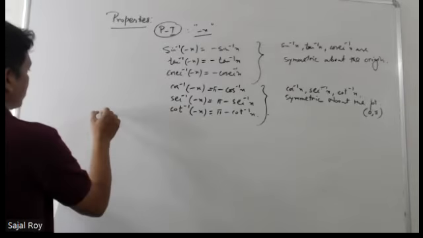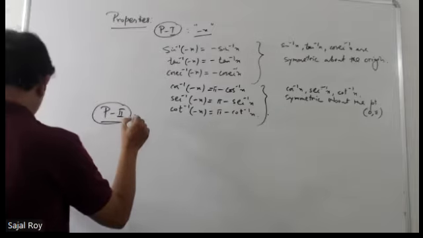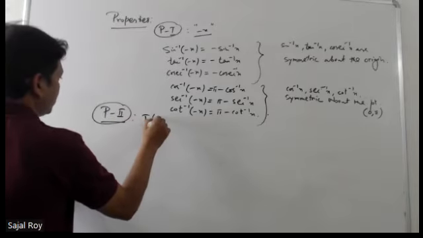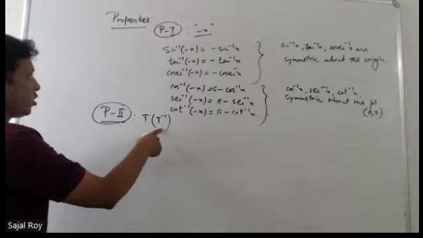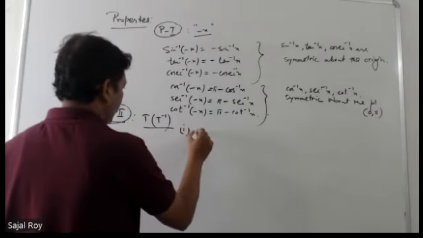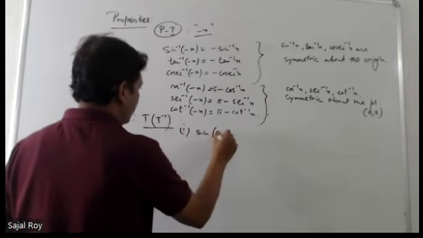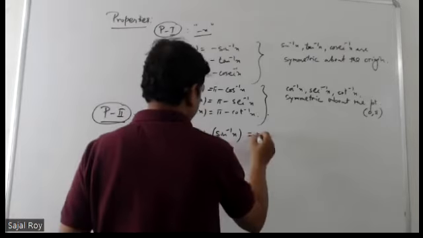Let me write P2, that is property 2. Property 2 is basically T of T inverse, that is, outside the trigonometric function, inside the trigonometric function that inverse. What happened with this? Number 1, sine of sine inverse x. How can you write? X.